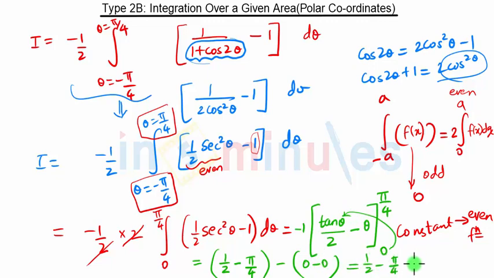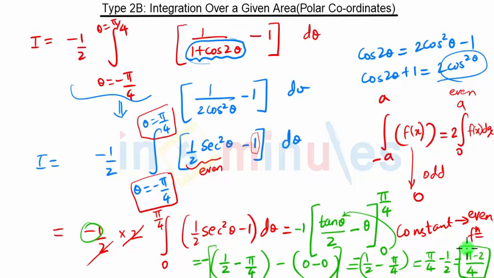If we take the LCM and this minus sign here, so minus of this term and minus of this term, so we get pi by 4 minus half. When we take the LCM, we get pi minus 2 by 4. So this is our final answer, and this is how we solve the problem on type 2b, that is integration over a given area using polar coordinates.